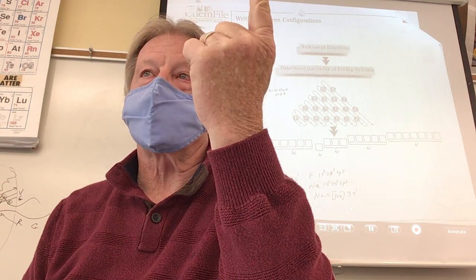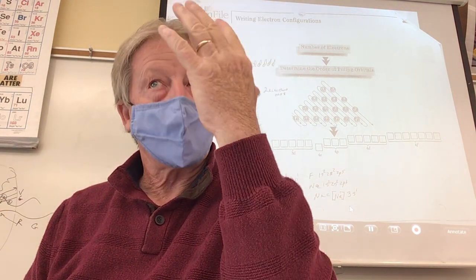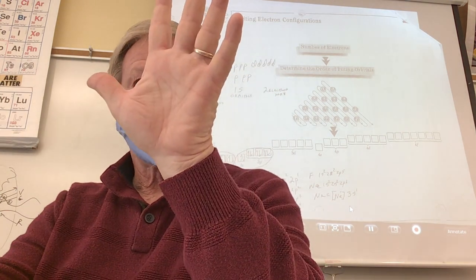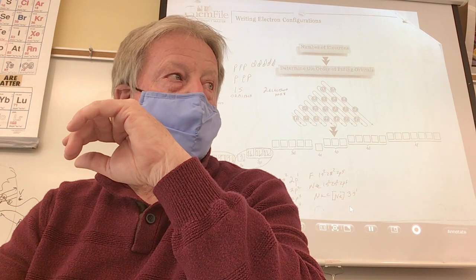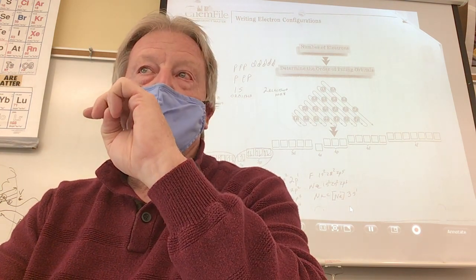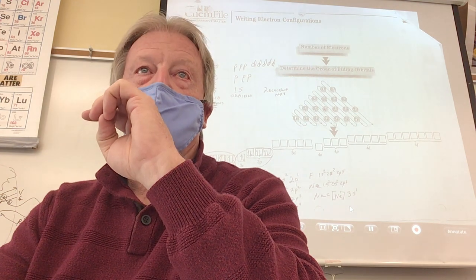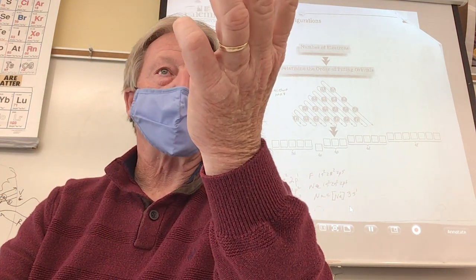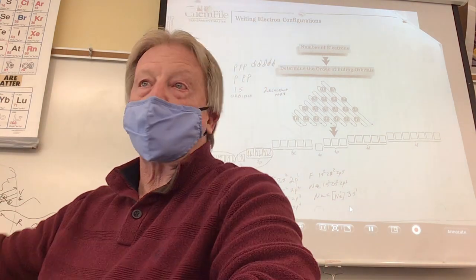1 kind of S, 3 kinds of P's, 5 kinds of D's, and 7 kinds of F's. Yes? So how many d orbitals are there? How many d orbitals? 5. And how many electrons can you put in every orbital? 2.